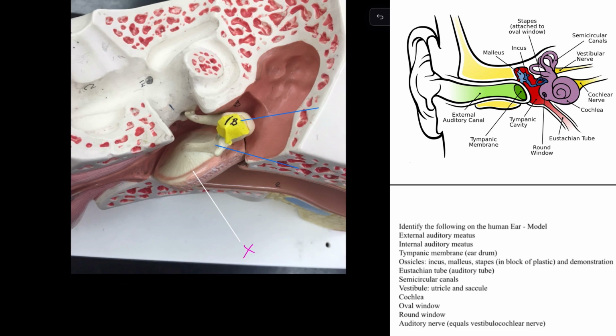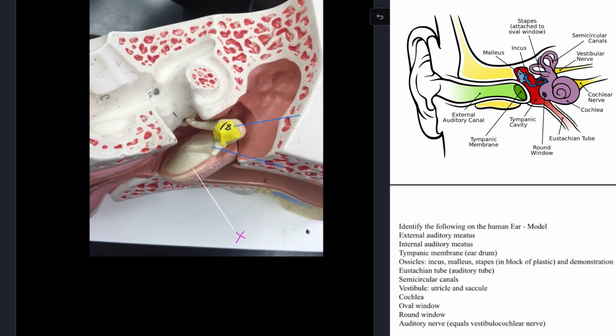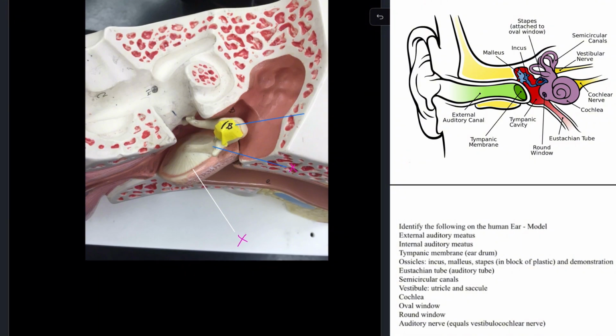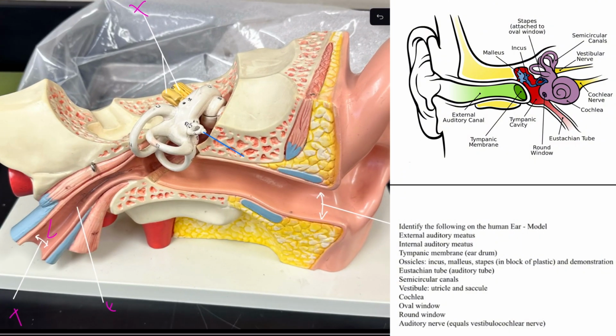Okay, now the eardrum is connected to the first ossicle bone. The first ossicle bone is called the malleus. Malleus. And then connected to the malleus is the incus. That right there is the incus. And then connected to the incus is the stapes. The stapes is this bone right here. Stapes.